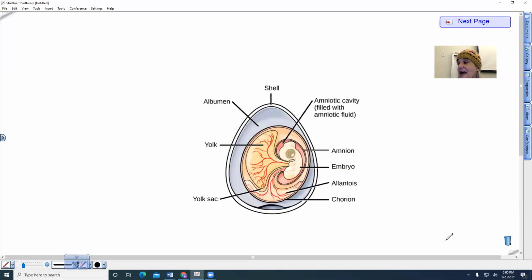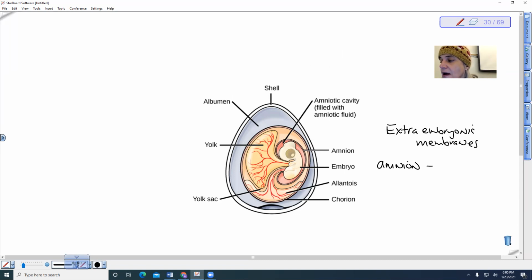So let's look at this amniotic egg. So here we have the embryo, but we also have what are called extra embryonic membranes, one of which is the amnion. Okay, so this encloses the aquatic environment. So this is my amnion.